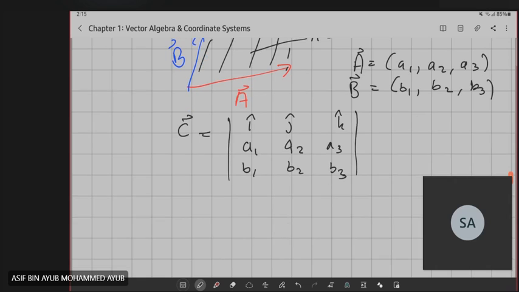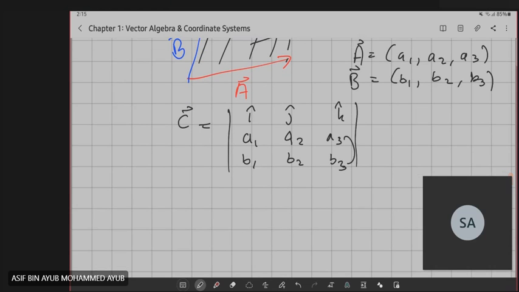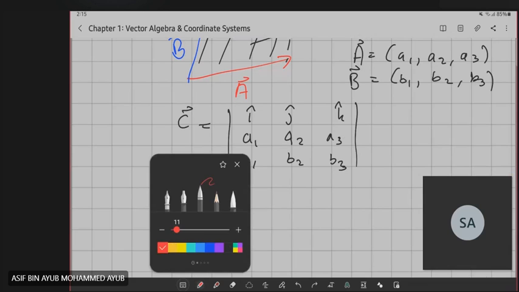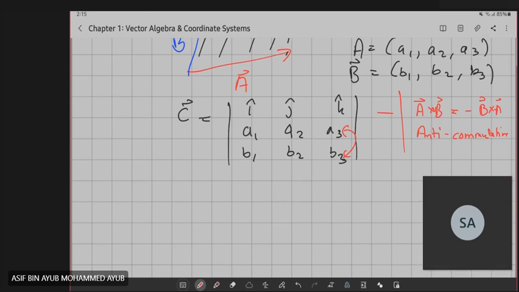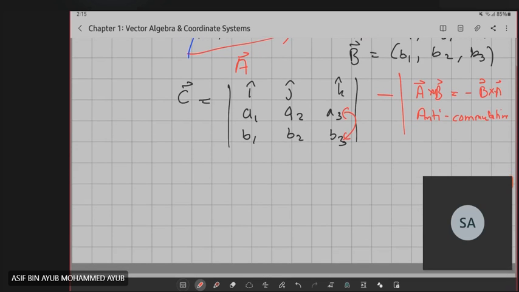Now, if you have studied determinants before, you know that if you switch the rows or if you switch the columns, you get a negative sign. That's why you know that A cross B must equal minus B cross A. This is what we call anti-commutativity. We say that the cross product is anti-commutative. This concept comes up in quantum mechanics a lot. You have interesting behavior when you have something that is not commutative. Anyway, this is something that you'll see in future courses.